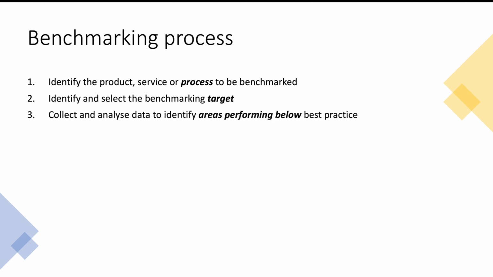Now come to the third point. The third point is collect and analyze data to identify areas performing below best practice. Now what we have to do is collect the data on which areas are performing below the best practice. Because in the benchmark, we have set a best practice. If our performance is not that best performance, then we have to identify those areas. So publicly available external data or attainable internal data. Then number 4 will be set benchmark targets.